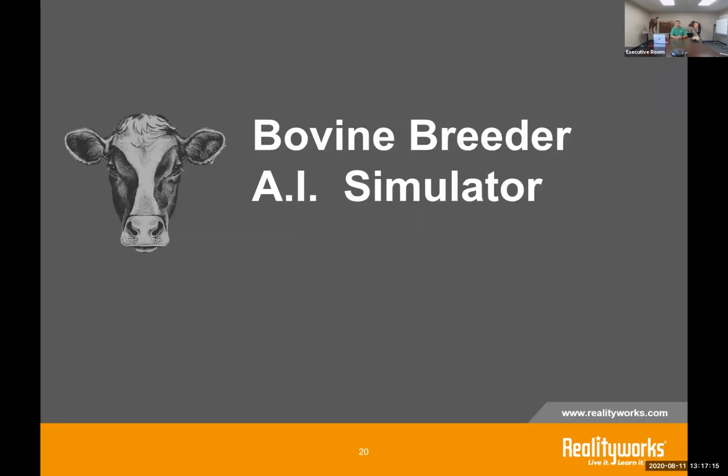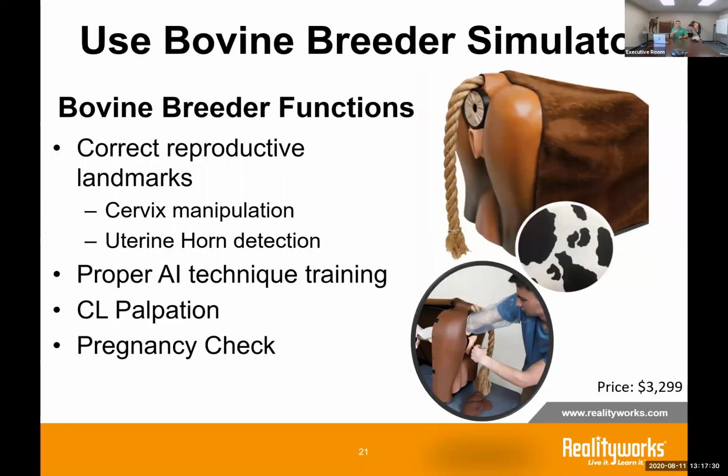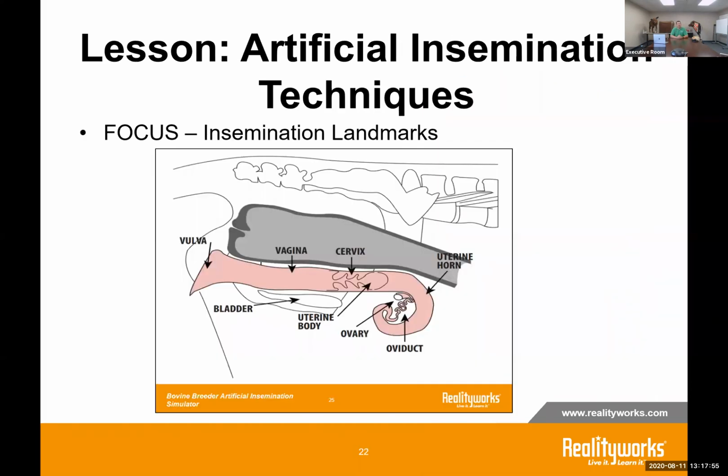So some of the features here that I want to talk through are just that. It has correct reproduction landmarks. It has all the different parts of the landmarks that you're going to need, from showing where the bladder is, to showing where the vagina is, how it actually works, the cervix, the uterine horns, where you can actually detect and touch and feel each one. It also helps with proper artificial insemination technique training. We have CL1, 2, and 3 for palpation, and then also a fetus that can help with pregnancy checks.